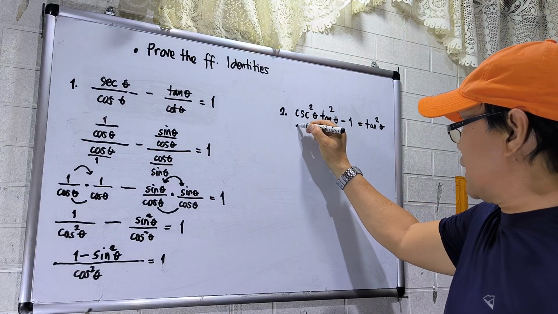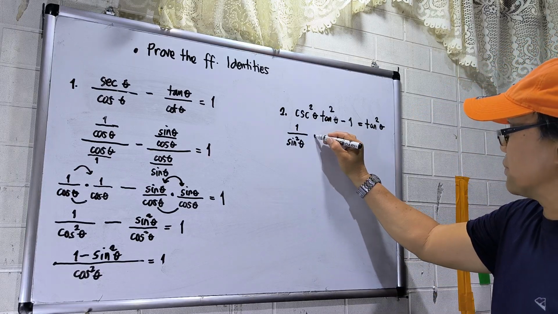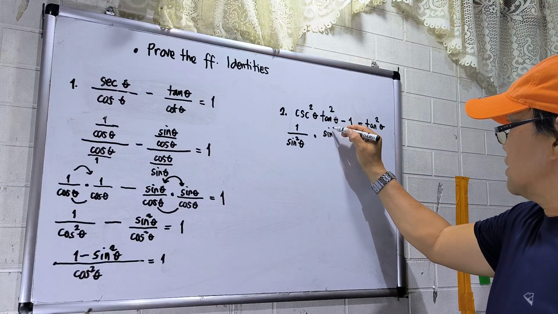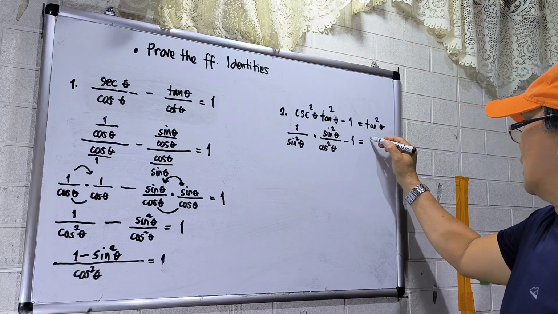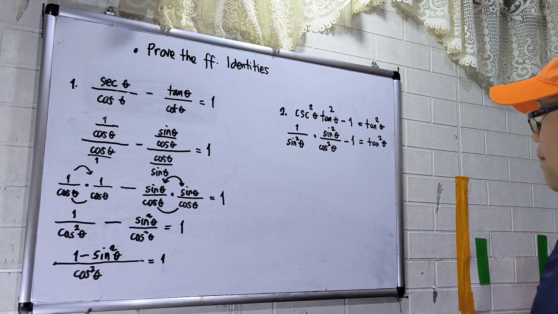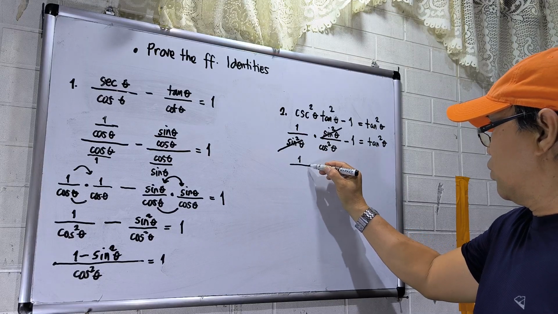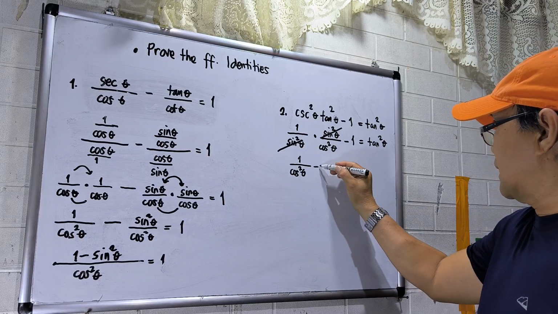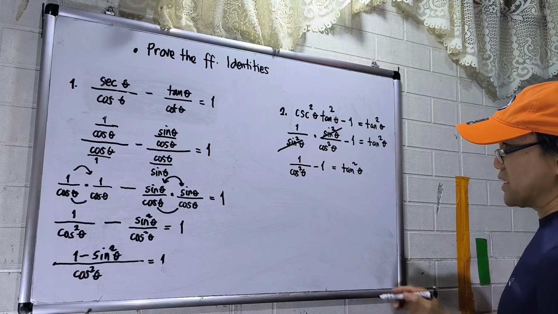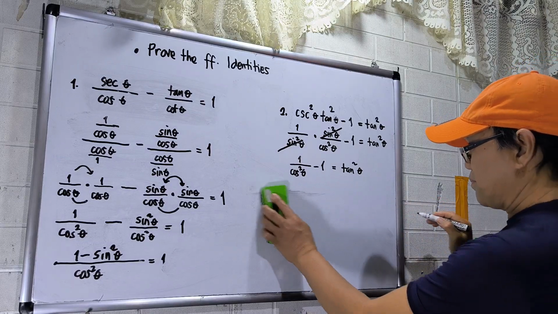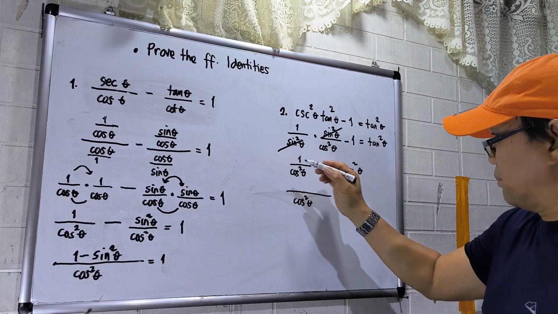Break this one. This will be 1 over sine squared theta, times tangent squared. What is tangent? Sine squared theta over cosine squared theta. This will be minus 1 is equal to tangent squared theta. Sine squared theta will be crossed out. Then I have now 1 over cosine squared theta minus 1 is equal to tangent squared theta. Then I will find the LCD. LCD will be cosine squared theta.